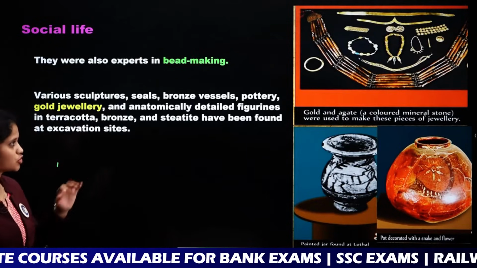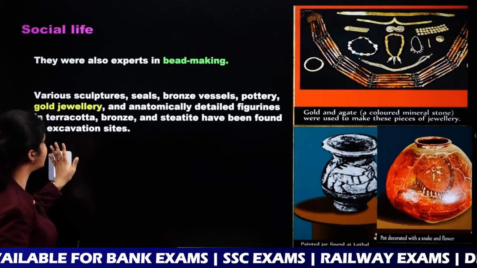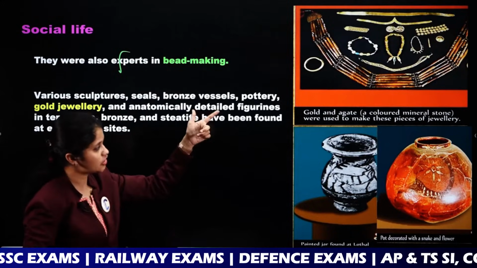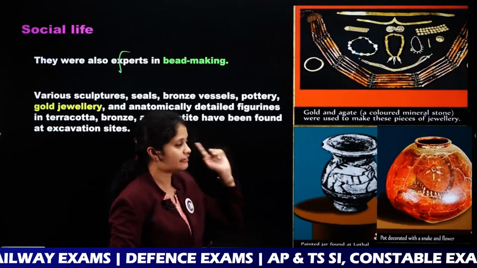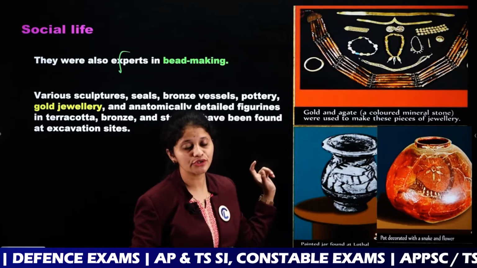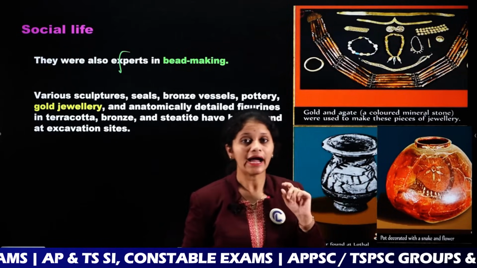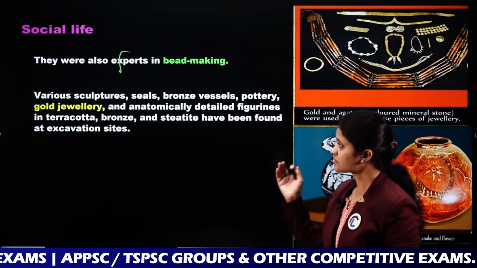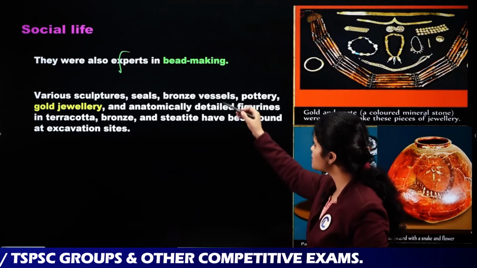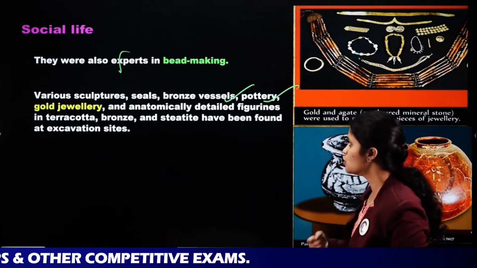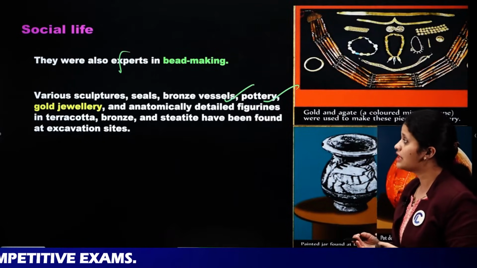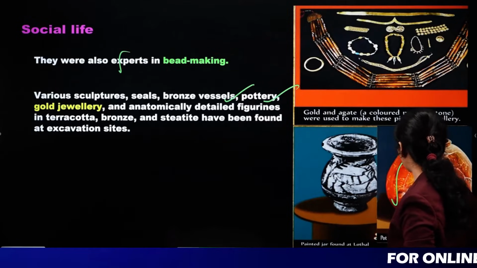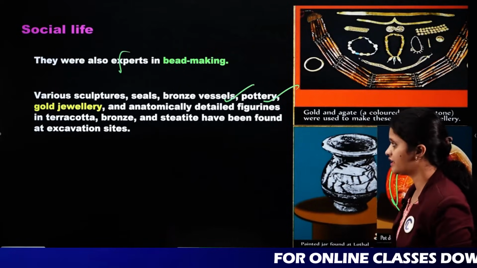Now moving to the social life. They were also experts in bead making. You can have a glance over here. Gold and silver jewelry were also used during the period of Harappan culture, and bead making is the most important. And various sculptures, seals, bronze vessels, pottery, gold jewelry, etc. And usually figurines made of terracotta. What is terracotta? It usually is represented with a red color.